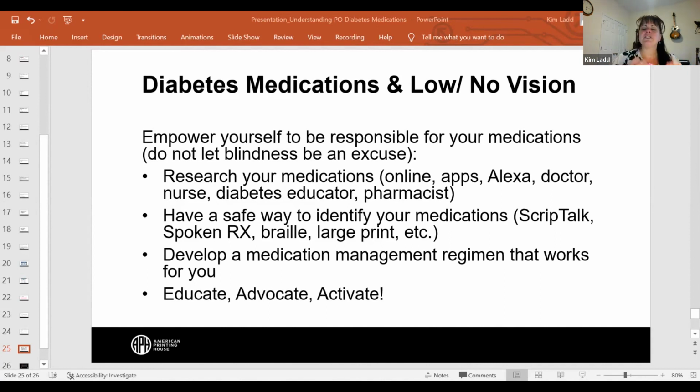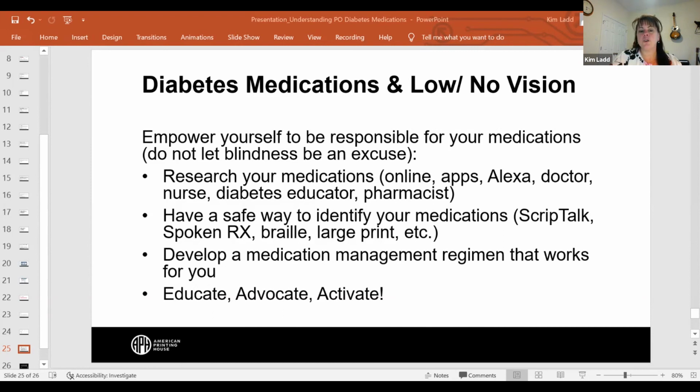Also, have a safe way to identify your medications. There are things like Script Talk, which is available at many major pharmacies, that reads your prescription bottles to you. One of my webinars that I do at a future date will be about accessibility and managing medications. So stay tuned for that, but I'm just going to talk a little bit about it right now. So Script Talk is available to read your prescriptions to you. CVS just came out with Spoken RX. It works kind of like Script Talk, but it's through CVS pharmacies.